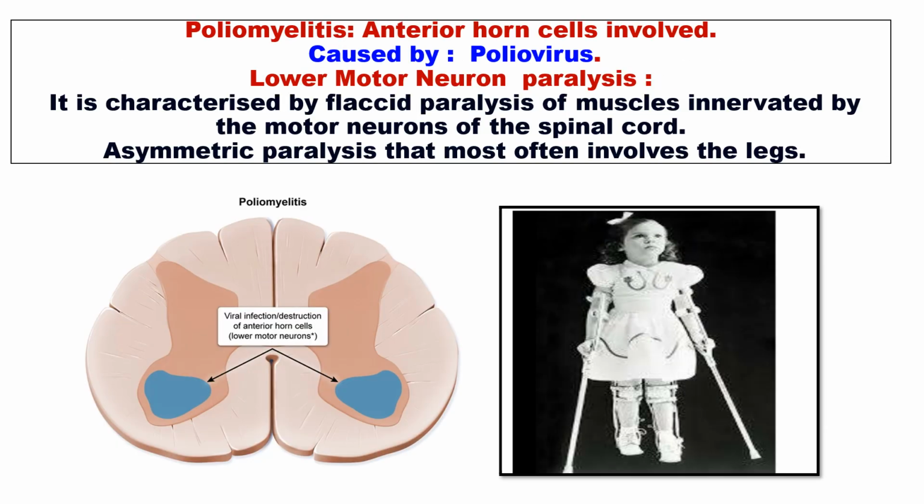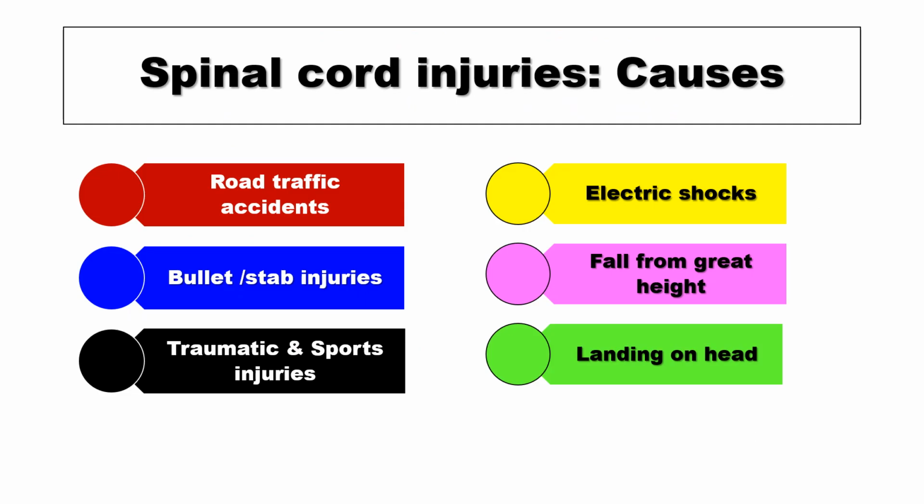Poliomyelitis involves anterior horn cells, that is the motor neurons, caused mainly by polioviruses. It mainly involves lower motor neuron paralysis. It is characterized by flaccid paralysis of the muscles innervated by motor neurons of the spinal cord. Asymmetrical paralysis most often involves the legs.